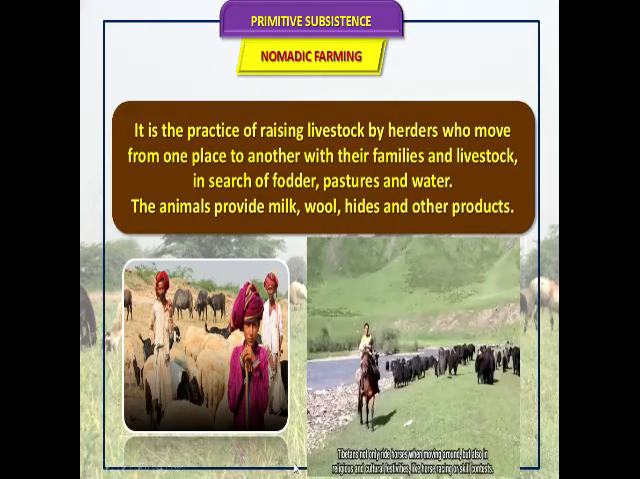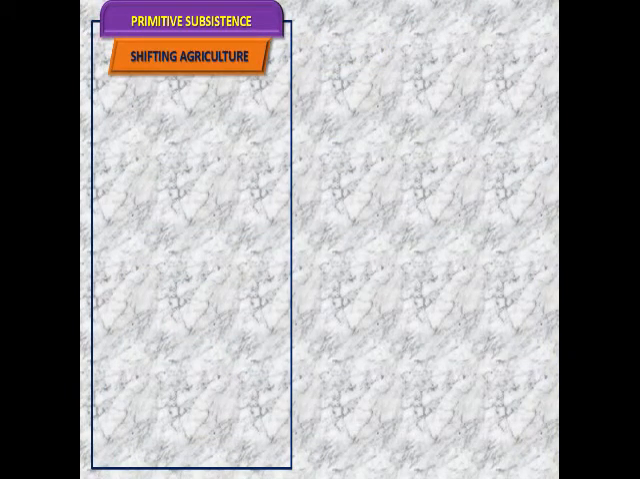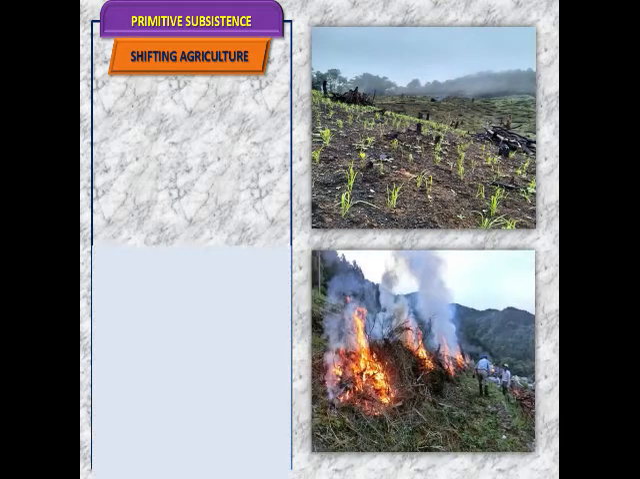So let's go to the next one. And the next one is primitive subsistence, that is shifting agriculture. What is shifting agriculture?